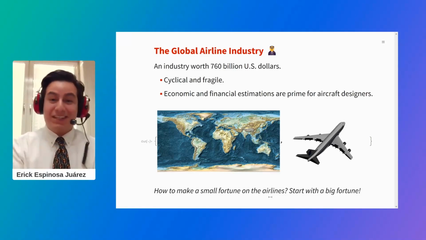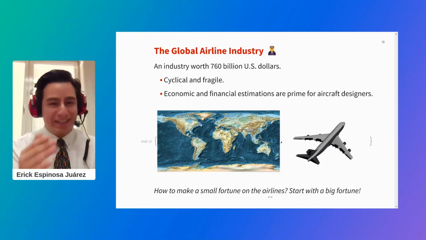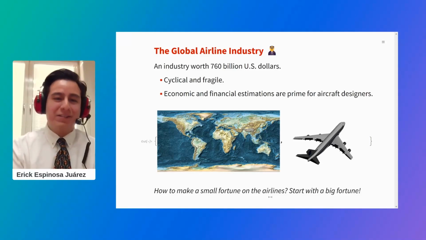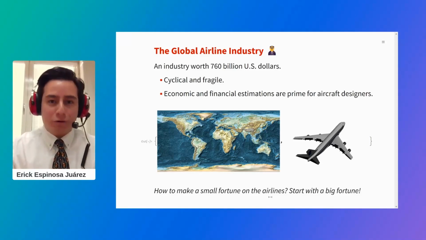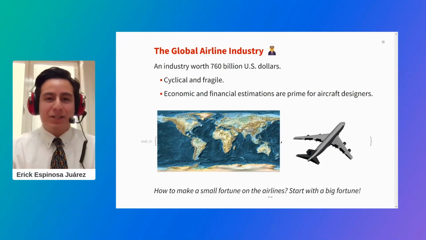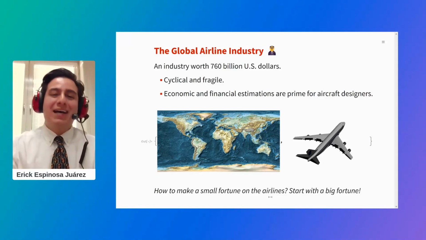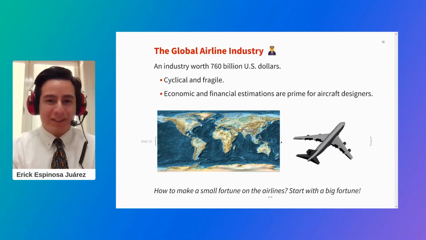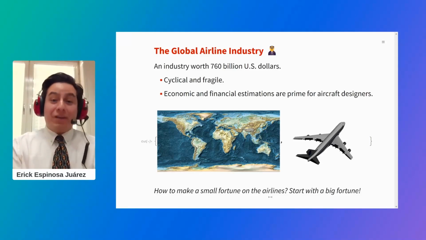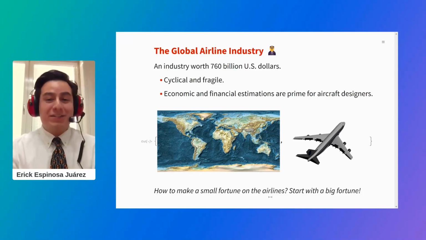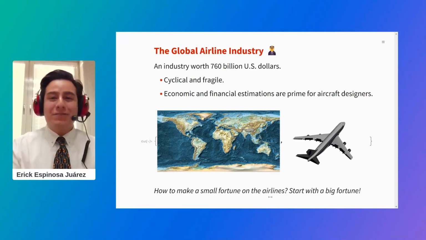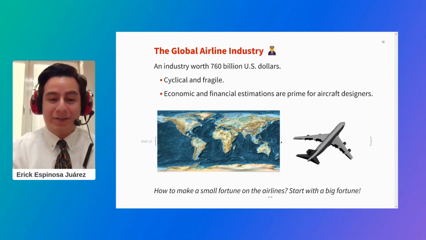You have these seasons of very high demand. We see it with the high prices we pay in Christmas and in summer. And then periods where it's really low. So good administration is needed. It's also very fragile. I think we all know an airline that has gone bankrupt in our countries. Therefore, the economic and financial estimations are prime, not only for aircraft designers, but for airline operators.